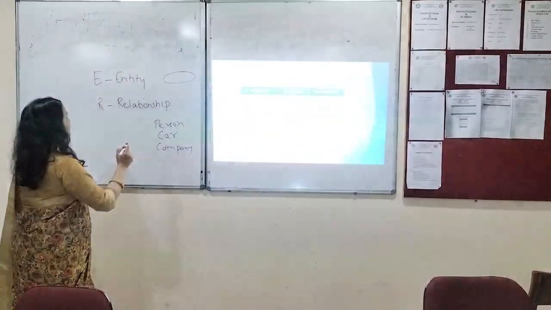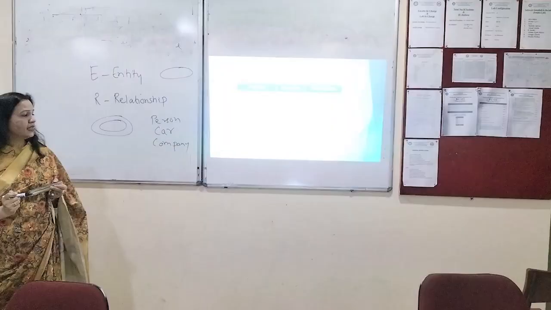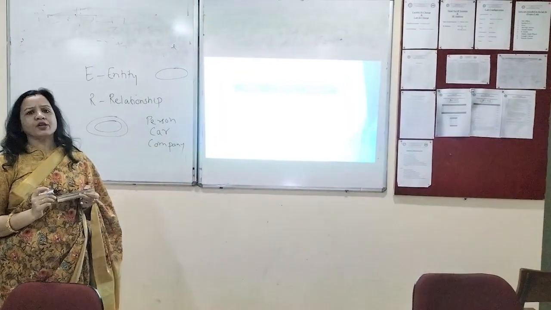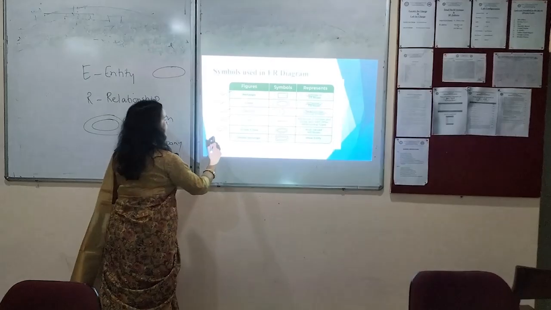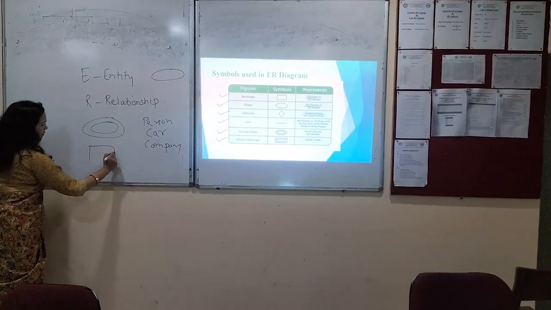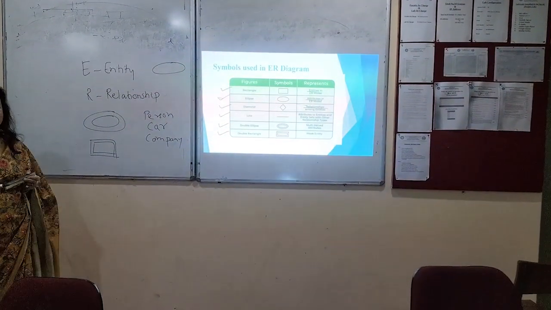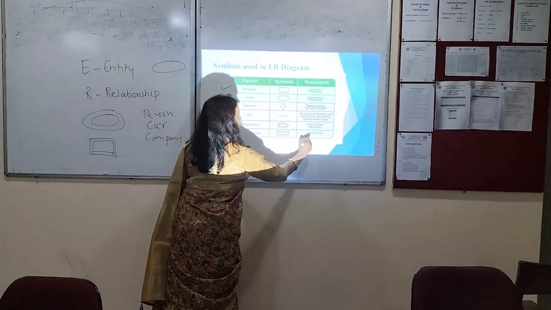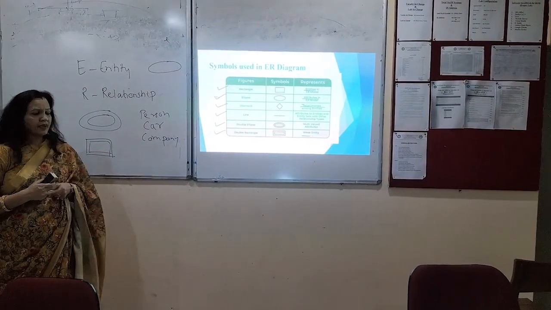The next important symbol is the double ellipse. It is represented by a double ellipse like this. This represents the multi-valued attributes in the ERD model. Next comes the double rectangle, represented like this, with double borders for the rectangle. This is used for a weak entity. We will see what a weak entity is in the coming slides.